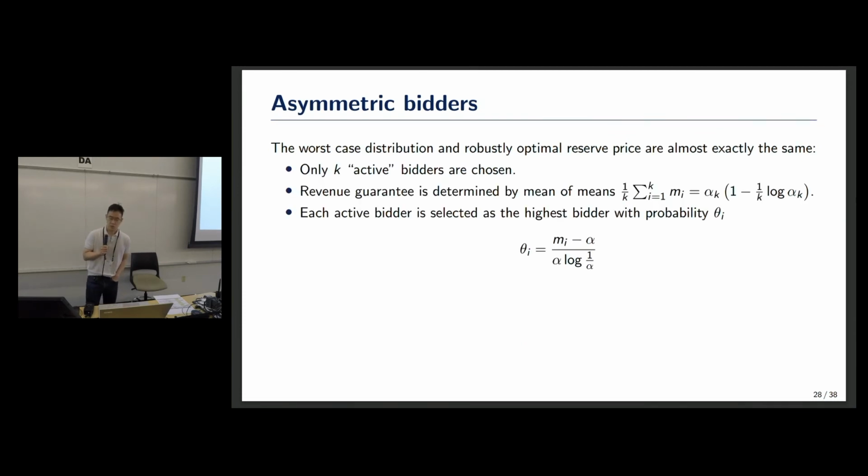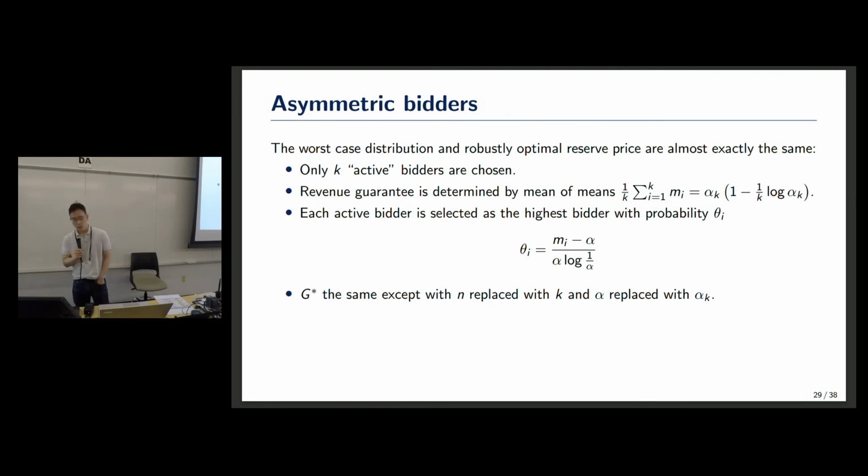And so the only differences are now that only the active bidders really participate. And the revenue guarantee is now, instead of being just fixed by the mean, going to be fixed by the mean of the means. And now we also have asymmetric selection probabilities. So before, nature picks each bidder uniformly at random to be the highest bidder. Here, the higher your mean is, the higher the probability of being selected as the highest bidder.